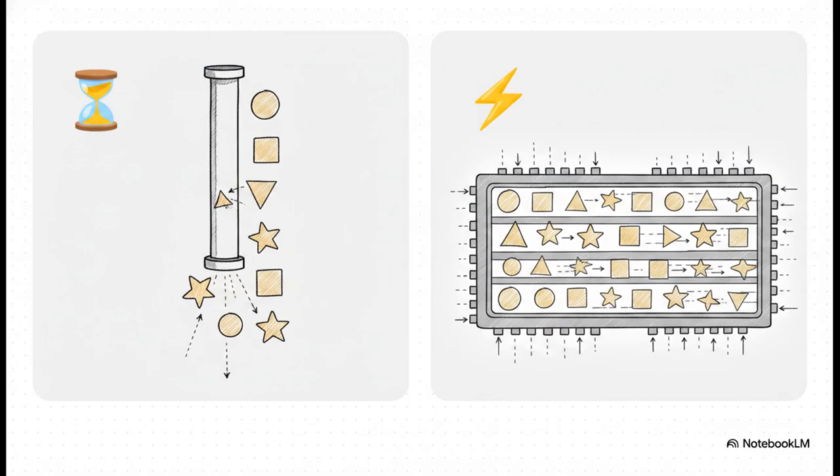With that old sequential processing, word number 5 couldn't even be processed until word number 4 was completely done. That meant training these models took agonizing months, even on the absolute fastest hardware available. But self-attention is parallelizable. Because it computes the relationships between all words simultaneously, you can split all of that work across thousands of processors at the exact same time. Better architecture plus exponentially faster training allowed researchers to scale up wildly.